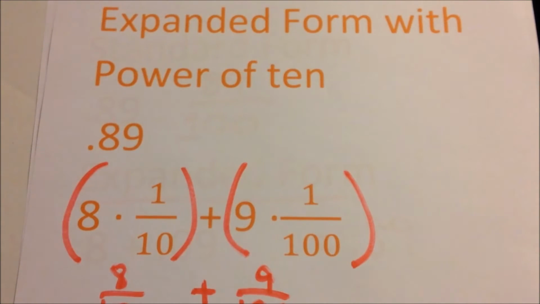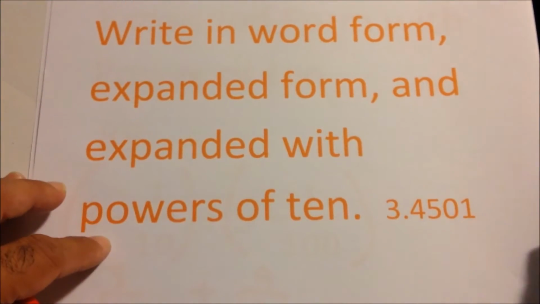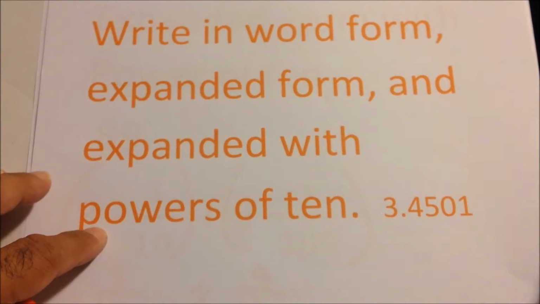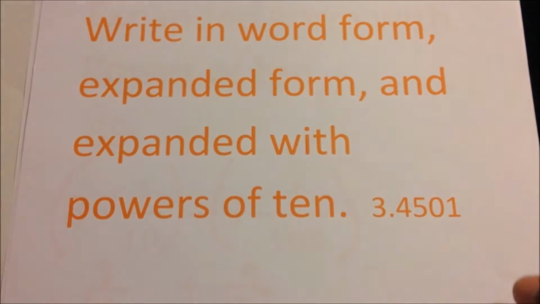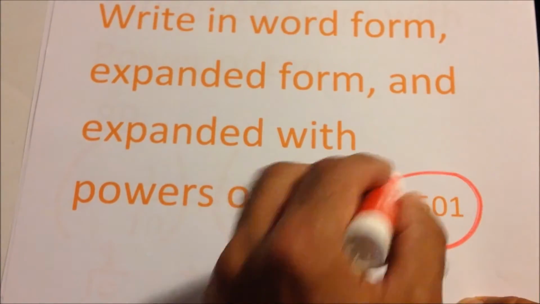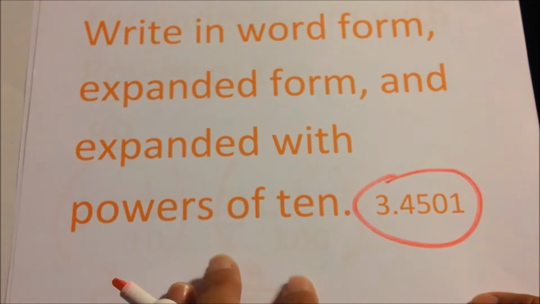We have standard form. We also have word form. So let's look at one. In word form, we're just writing the word. So let's write in word form, expanded form, and expanded with powers of 10, this number here. See if you can do that. So pause the tape and try to do that.